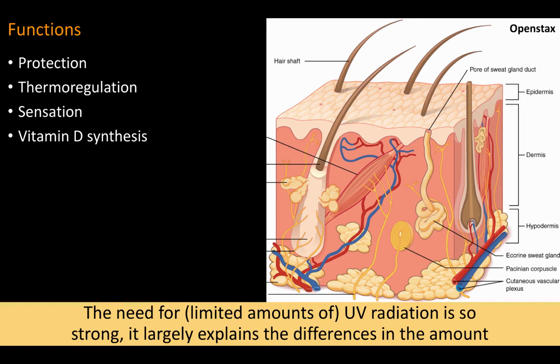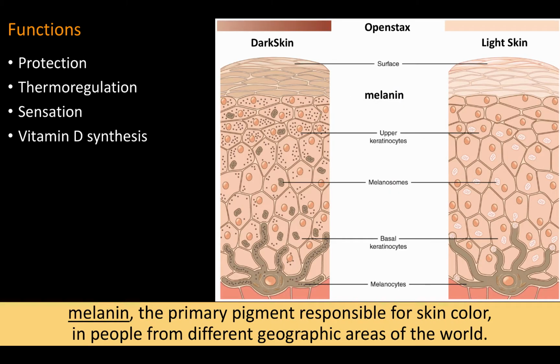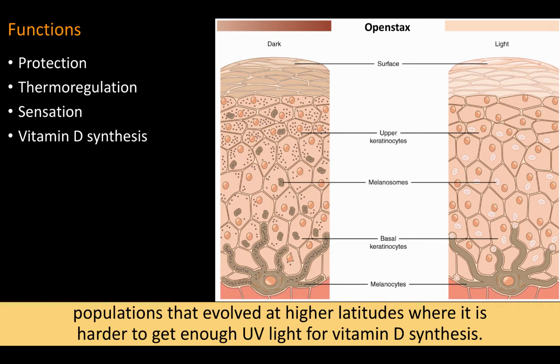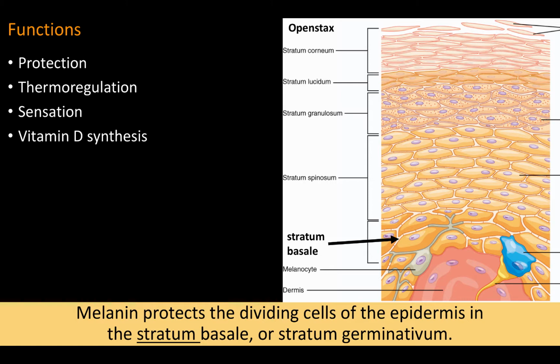The need for limited amounts of UV radiation is so strong, it largely explains the differences in the amount of melanin, the primary pigment responsible for skin color in people from different geographic areas of the world. Populations that evolved near the equator, or at high elevations, have more melanin for UV protection than populations that evolved at higher latitudes, where it is harder to get enough UV light for vitamin D synthesis. Melanin protects the dividing cells of the epidermis in the stratum basale, or stratum germinativum.